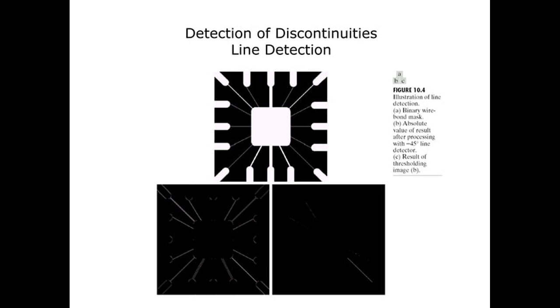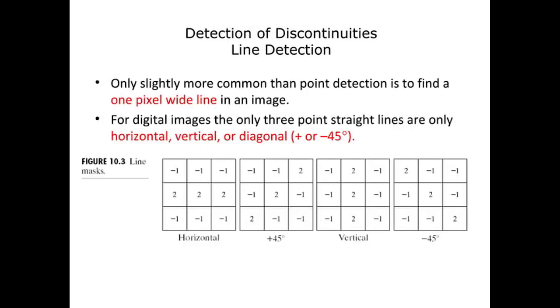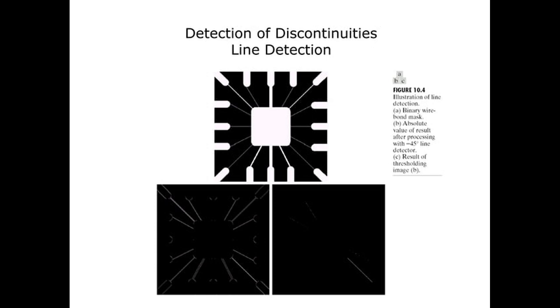Now you see this figure. What is this figure? The first figure, A, represents the binary wire bond mask. Next, B represents the absolute value, found with the minus 45 line detector, the fourth mask. By placing this mask we can find these lines in the image. And what does figure C, the one below, represent? It is the result of thresholding image B. By comparing with the threshold, only the minus 45 lines will be present here.